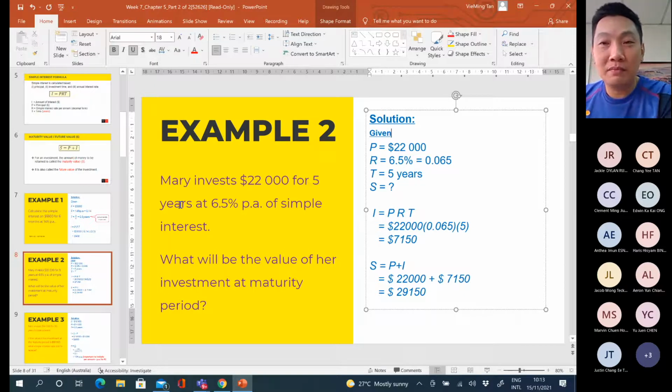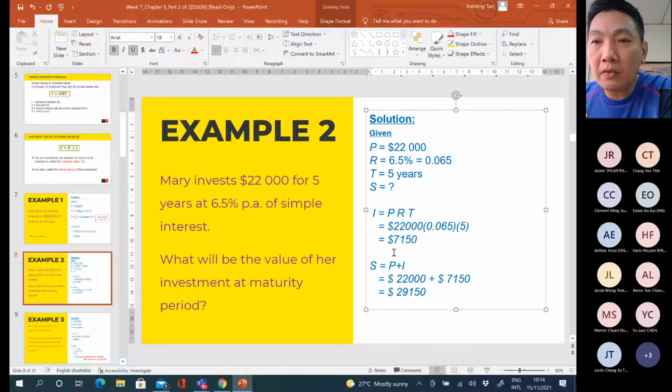Okay, now you need to get the S value. In order to get S value, you need to get the I first by using the first formula that we learned this morning. I is equal to PRT. So it's equal to 22,000. When you do the working, if you don't put the dollar sign, it's fine. But the final answer must have the dollar sign. The steps do not require the symbol. R is 6.5%, T is 5.